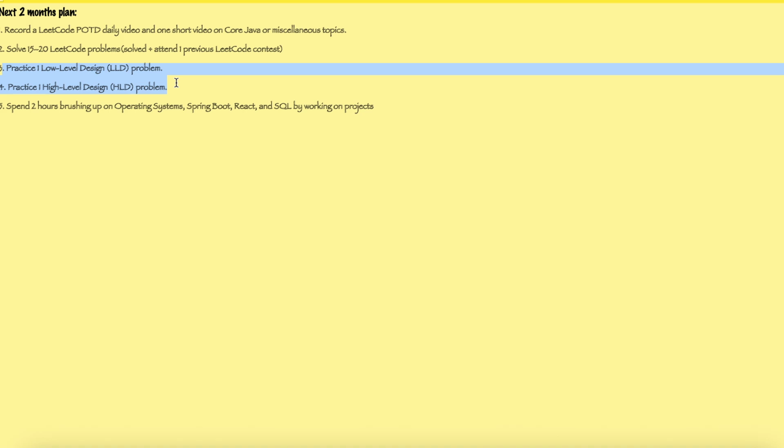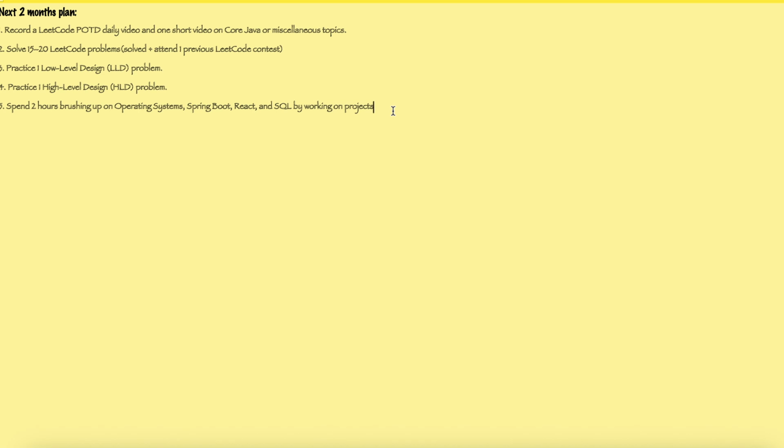Okay. And lastly, at night, I'll try to spend some time working on a particular project to just keep brushing up on this stuff: Spring Boot, React, operating system, SQL. I'll try to add more stuff in this one, like Kafka, Docker, any kind of things that are required. So I'll keep on working on particular projects so that I'll be up to date with all these things. Okay. So yes, that's all.